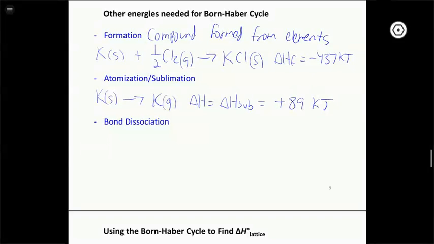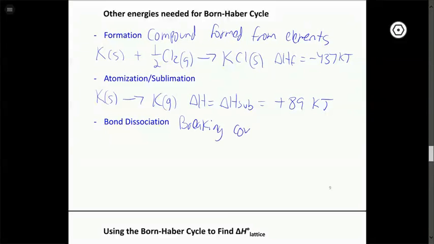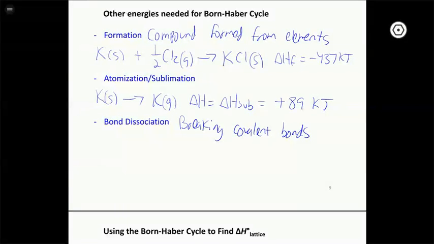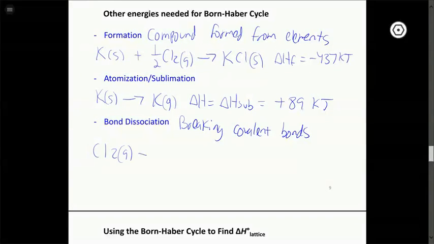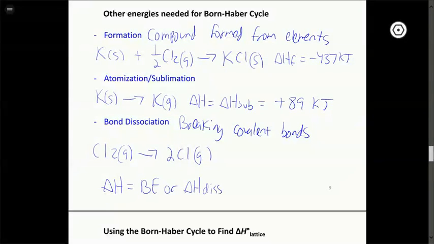And then finally, the bond dissociation energy we need in many cases as well, which is breaking covalent bonds. Because as we talked about earlier, the electron affinity for chlorine is also defined for a gas phase atom. But in this formation equation, we're using the standard form, which is Cl2. So for this, we'll also need the bond dissociation energy of Cl2 to make 2 chlorine atoms. And remember, we learned about this in Chapter 3 as well. This is called bond energy or delta H of dissociation. Those are interchangeable, and for chlorine it's going to be plus 244 kilojoules.